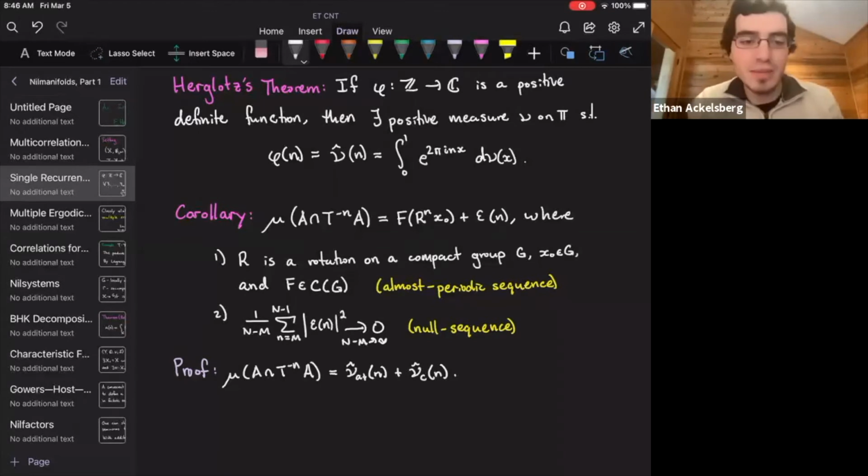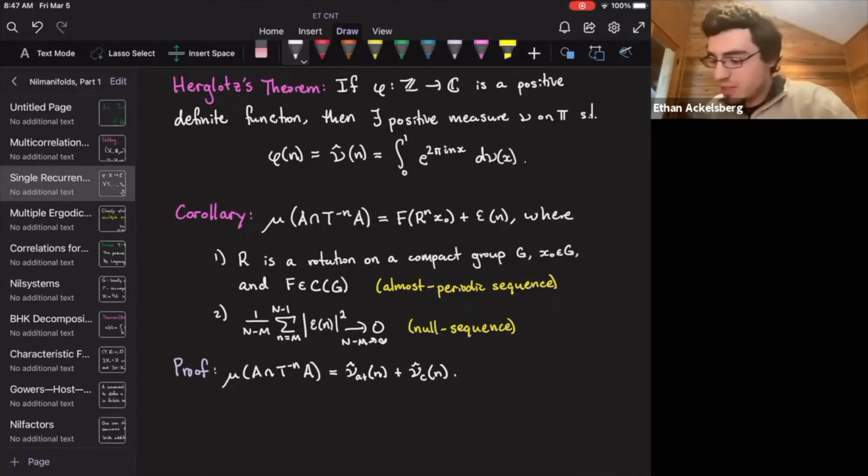Okay, and it is very useful to have this decomposition. We know compact group rotations are much easier to understand than some general measure preserving transformation. And if we're looking at single correlations, all we really need to understand are compact group rotations. Okay, so this is the beginning of the picture for multi-correlation sequences.